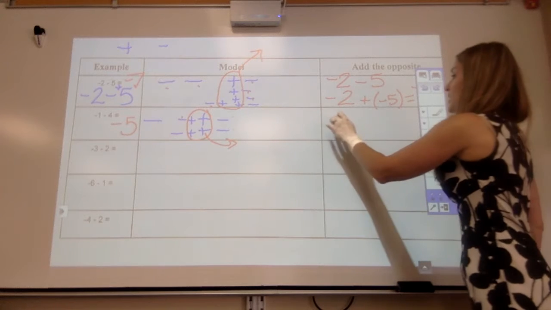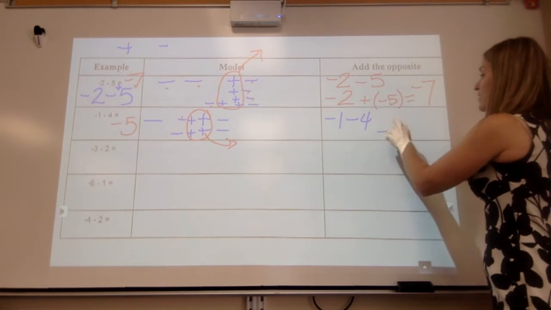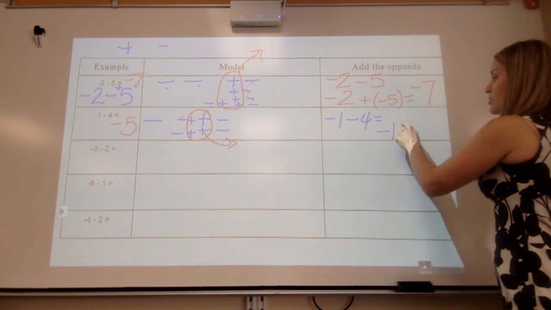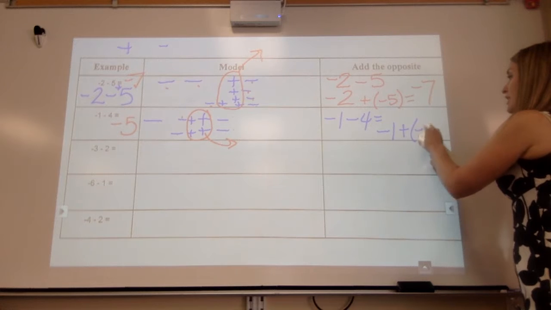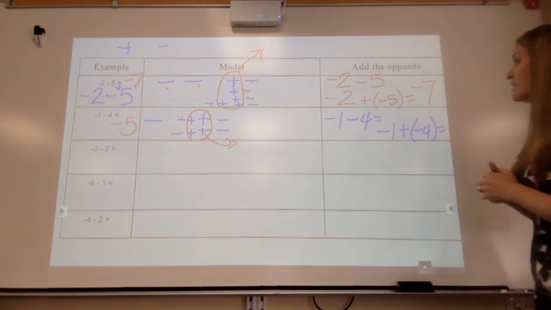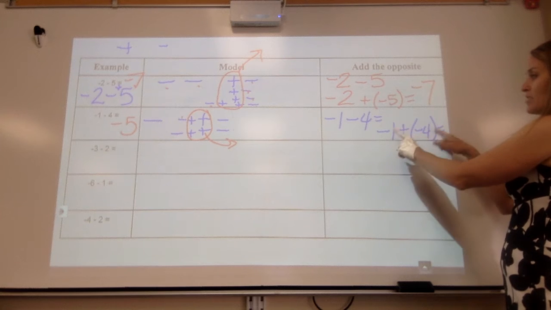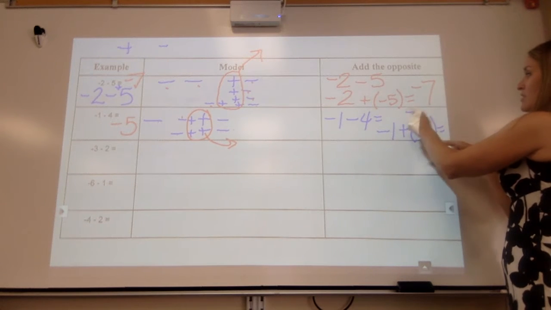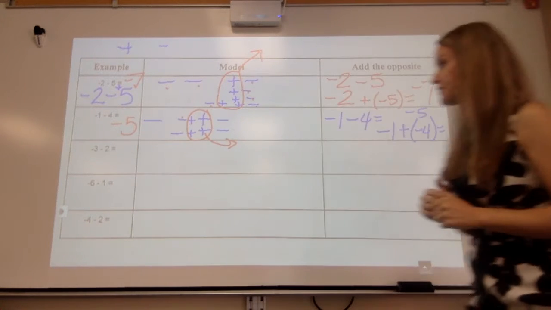I have 5 negatives. So now I'm going to come over here and rewrite it using add the opposite. So -1 take away 4 becomes -1, change subtraction to addition, and what's the opposite of +4? -4. So again, some of you will know that this is -5. Some of you, it helps to rewrite it as an addition statement. Adding 2 negatives will give you -5, which we got showing with our model as well.